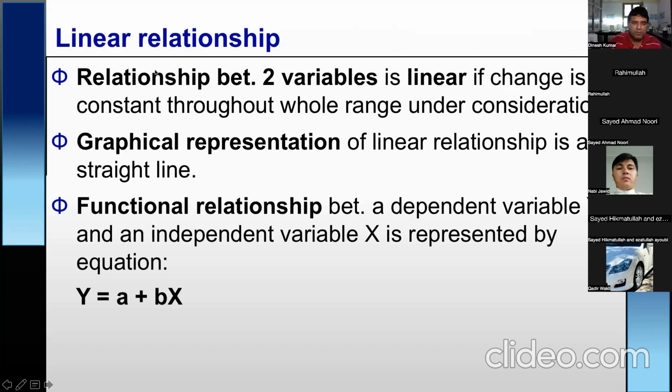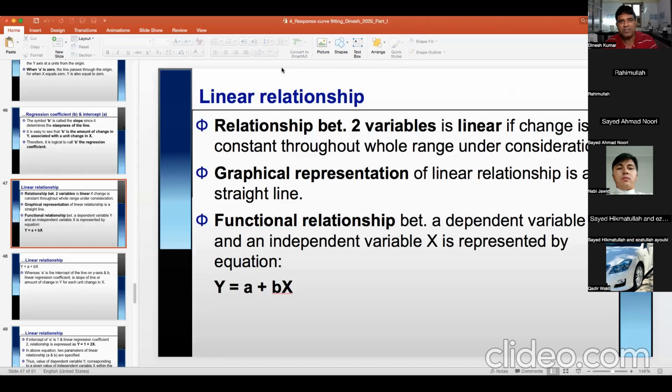Linear relationship, try to understand the relation between 2 variables is linear. I think I will continue from here, from linear relationship, in the next lecture. I will start from this point so that the linear relation is covered in full.